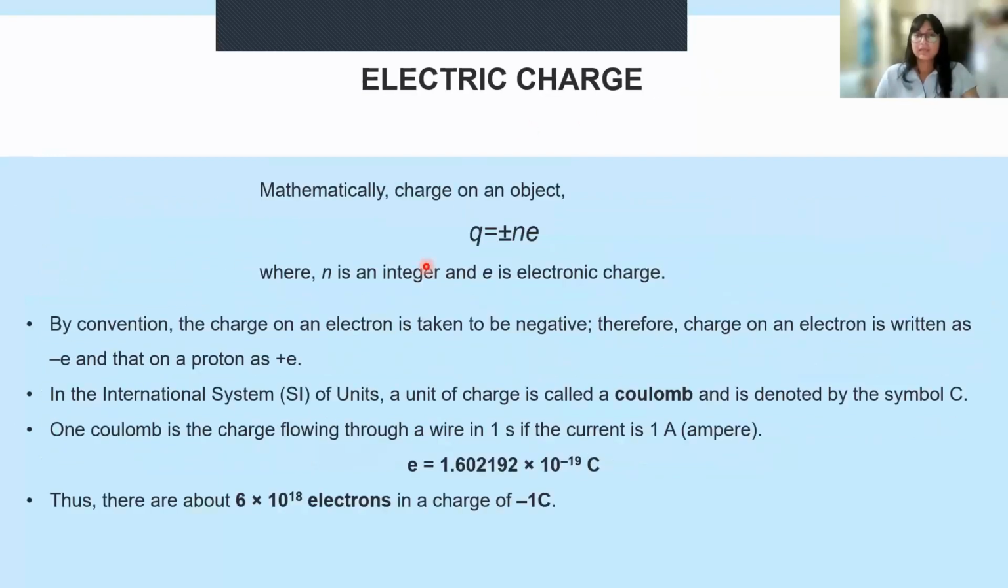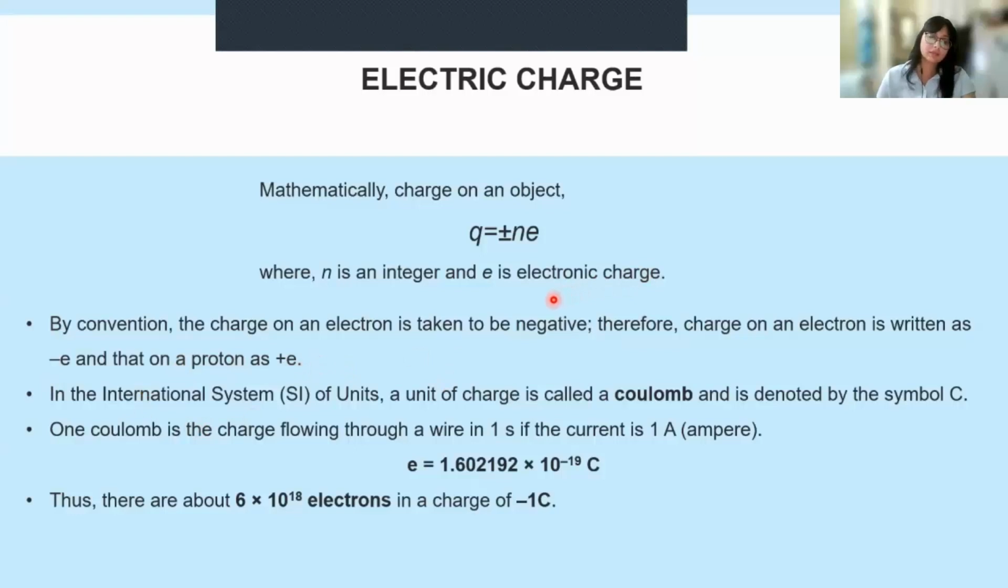As we said, an electric charge can be quantized. So Q is the charge on an object, which is an integral multiple of its electronic charge. By convention, the charge on an electron is taken to be negative. That is why we have plus or minus Ne over here. If you are considering electrons, this will be minus Ne, and if you are considering positive charge, then it will be Ne. The charge on an electron is written as minus e, and on a proton it's plus e.